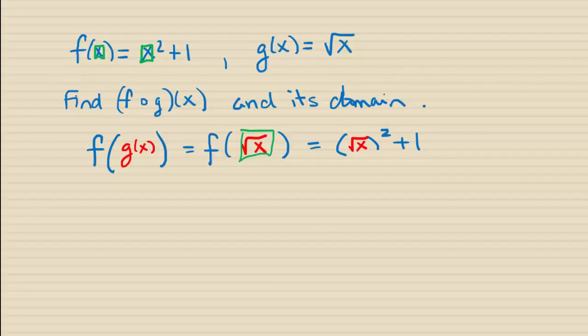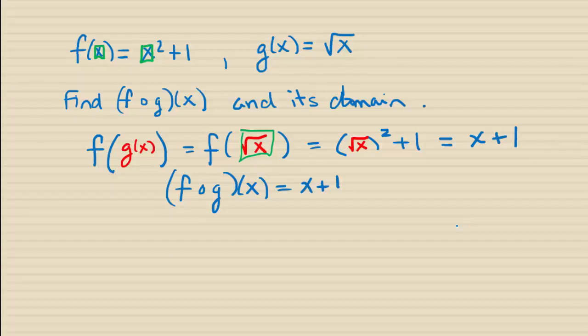What's the square root of x squared? x, plus 1, right? So we would say, okay, my new function, f composed with g of x, is just x plus 1. And if I just look at that, I would have to conclude that my domain includes all real numbers. And I would be wrong. Why would I be wrong?